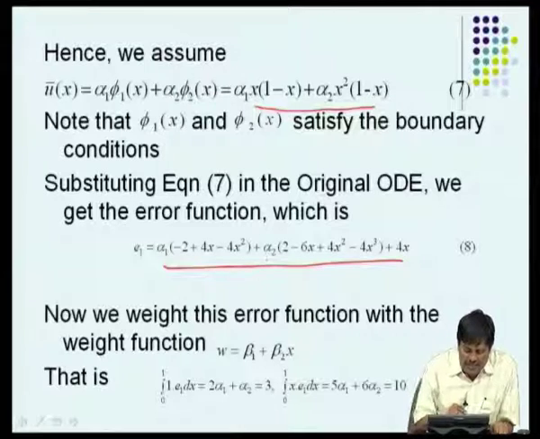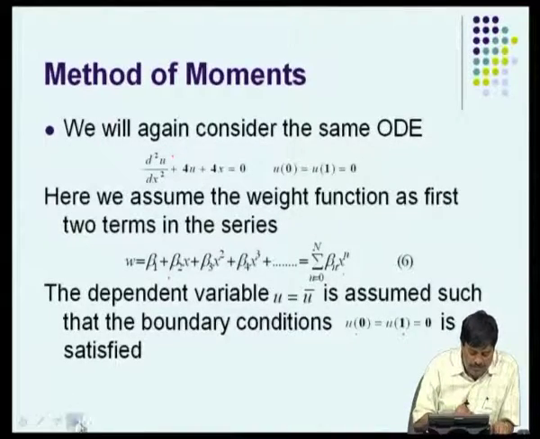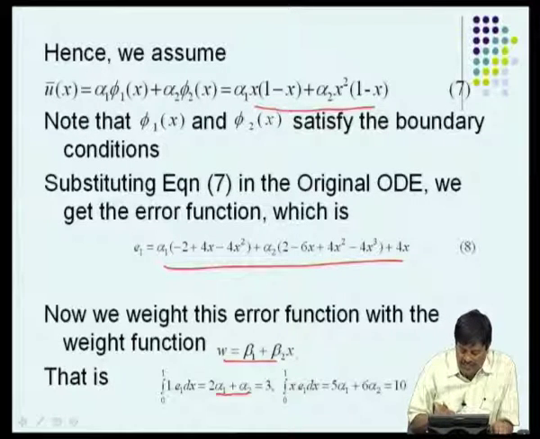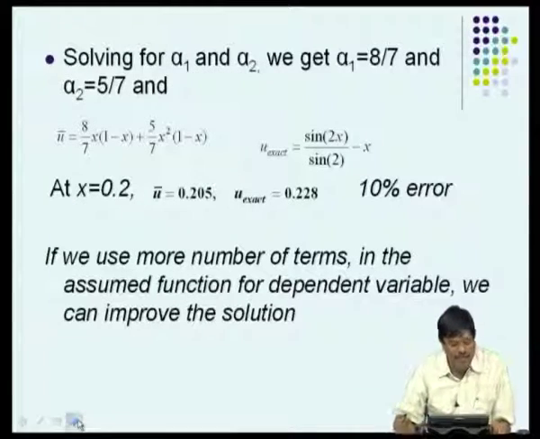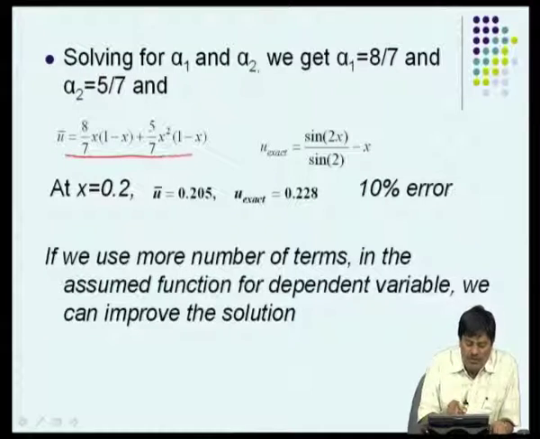So, we take this residue and weight it with the first function, our first weight function, which is 1. We have used this as the weight function. So, we get this equation. When we weight it with the second function, x into this error function, we get the second equation. So, we have two unknowns and two equations which can be solved for alpha 1 and alpha 2. If we do that, we get u bar given by this solution.